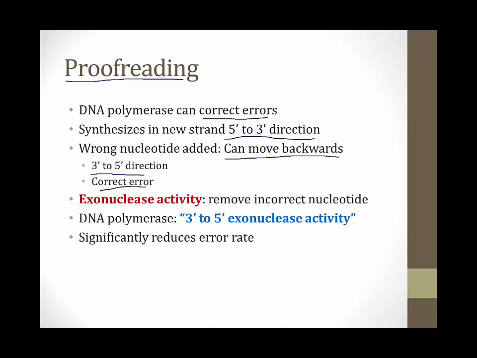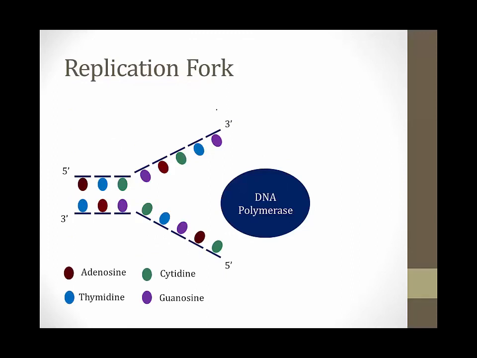When DNA polymerase does this, it has enzymatic activity called exonuclease activity, which allows it to remove the incorrect nucleotide. So you'll often see it written in your textbooks that DNA polymerase has 3' to 5' exonuclease activity. This means it can move backwards along the new strand to fix an error, and this significantly reduces the error rate during DNA replication.